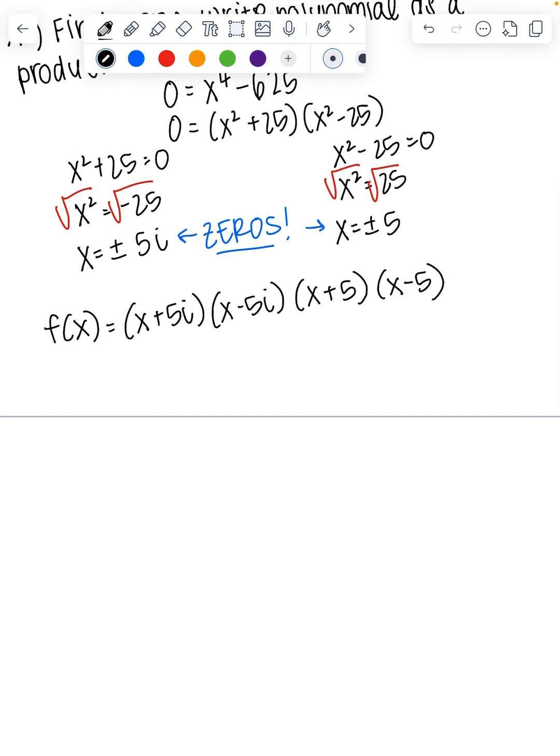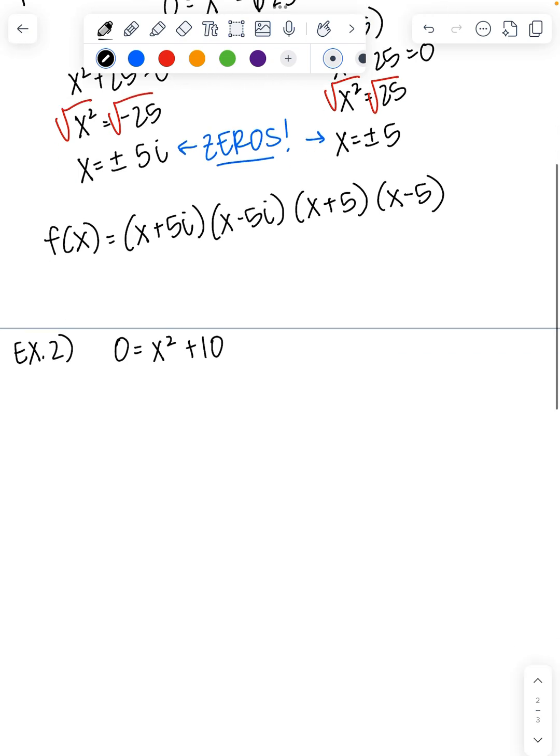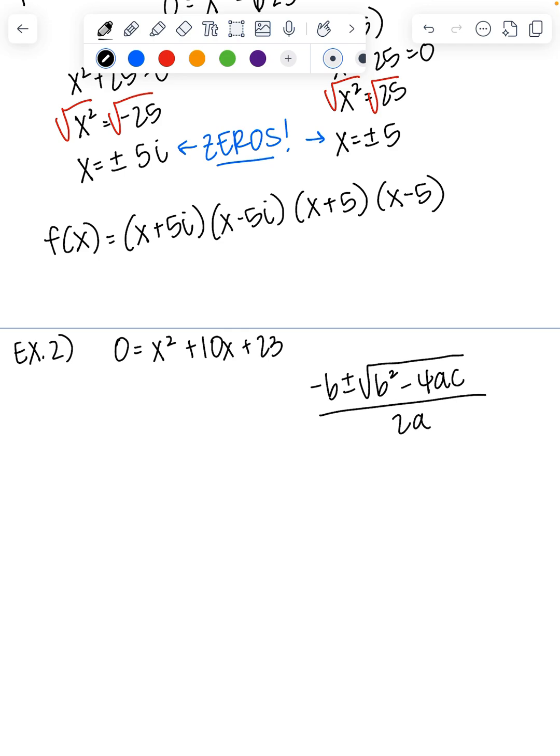Okay, we have example 2, which is 0 is equal to x squared plus 10x plus 23. Now, I'm going to save you the trouble and just tell you right now this is not factorable. Okay, so what we need to use is our quadratic formula. I don't care how you memorized it, song or anything, but you need to have it memorized.